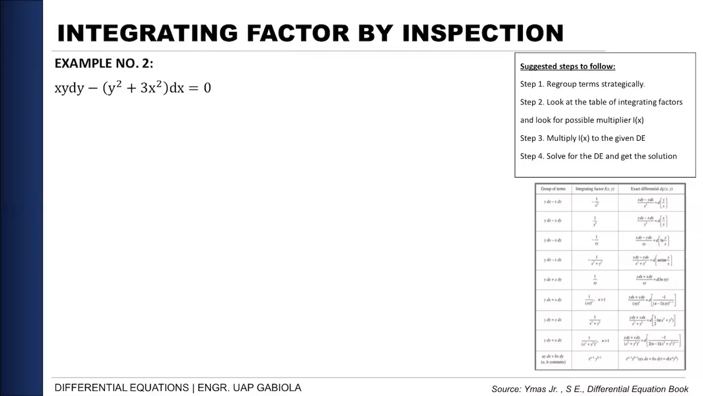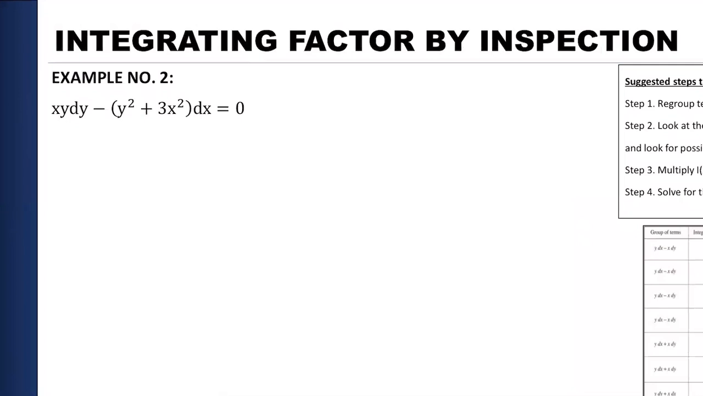Okay, so to solve, we have xy dy minus y squared plus 3x squared dx is equal to 0. So again, first step is to regroup the terms strategically. Okay, so let's do that. So we just need to distribute yung dx. So y squared and yung negative sign sa kabila, dx, negative 3x squared dx is equal to 0.